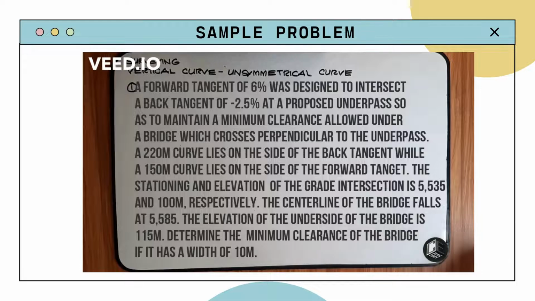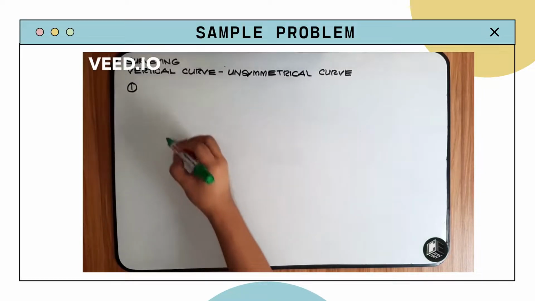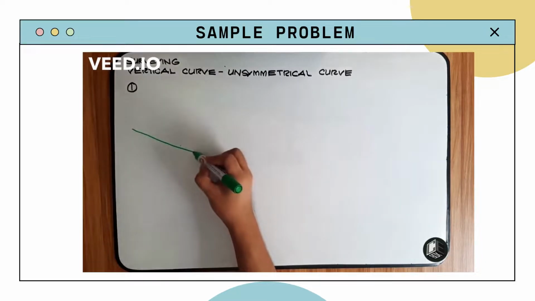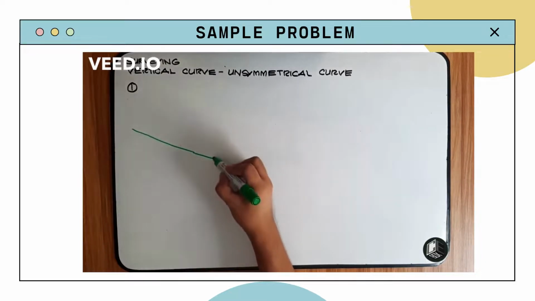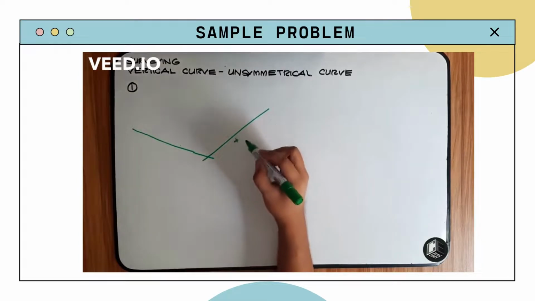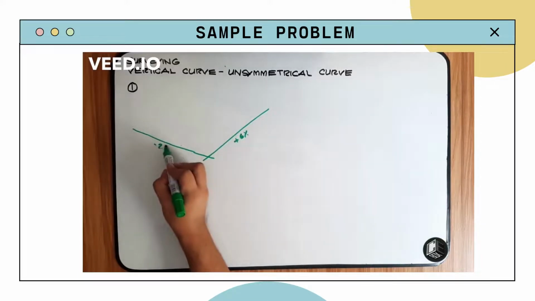Napakahaba ng problem. Okay. So, meron tayong forward tangent and back tangent. So, ang back tangent natin ay negative 2.5%. So, pababa, descending. Okay. Ito siya. Okay. Then, yung ating forward tangent ay paganyan. Okay. So, ito ay positive 6%. Then, ito naman ay negative 2.5%.